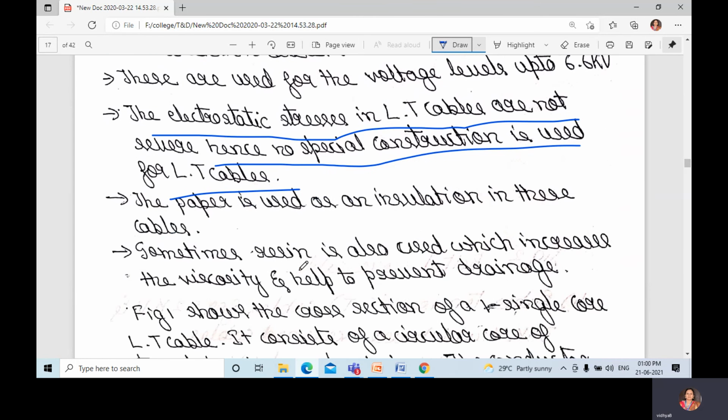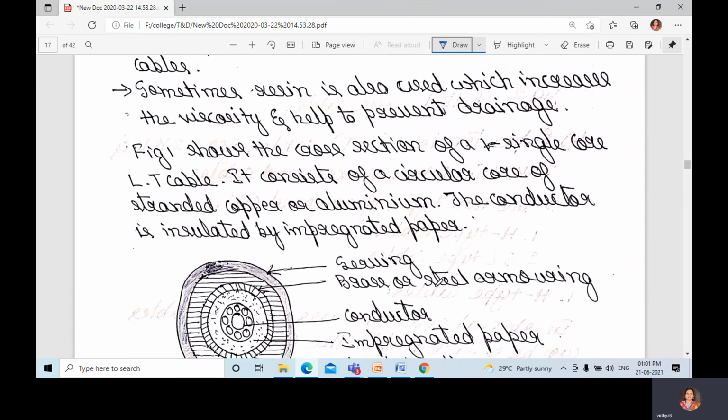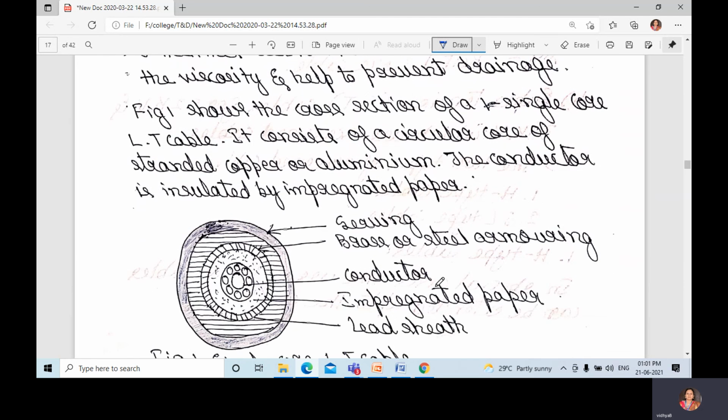Paper is used as insulation in these cables. Sometimes resin is also used, which increases the viscosity and helps to prevent dryness. And next is the cross section of a single core LT cable. It consists of a circular core of stranded copper or aluminium. You can observe this conductor.